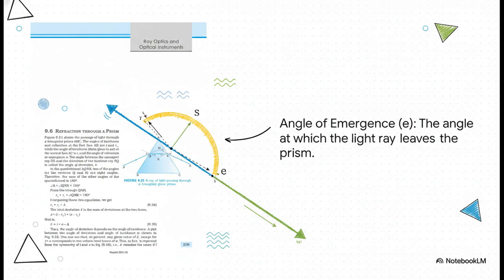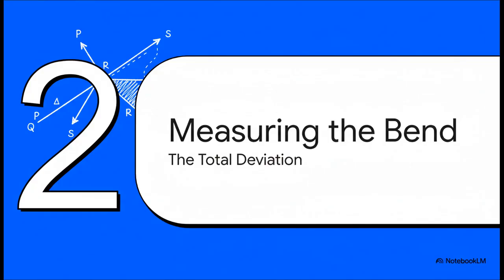So our little light ray has traveled through the glass, and now it's time to leave. It hits that second surface, and whoosh, it's back out into the air. And guess what? It bends again. We call the angle it makes on its way out the angle of emergence, or E. And just like before, we measure it from the normal line. You can see it there with the ray RS, heading off on its new path. Okay, so we've got the whole path mapped out. We know the entry, the inside path, and the exit.